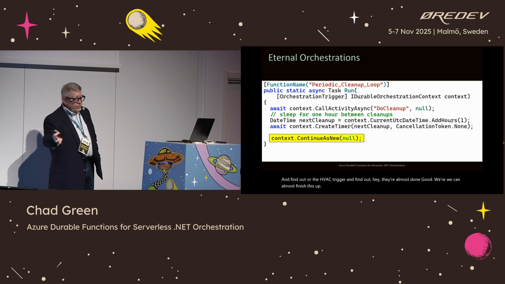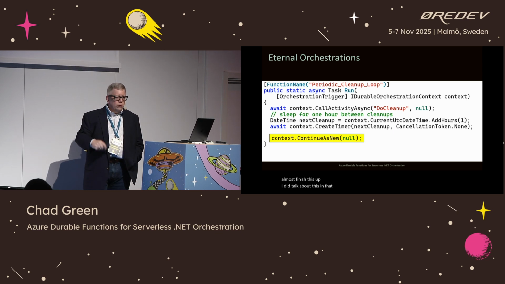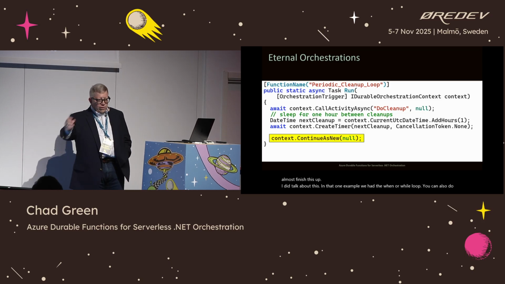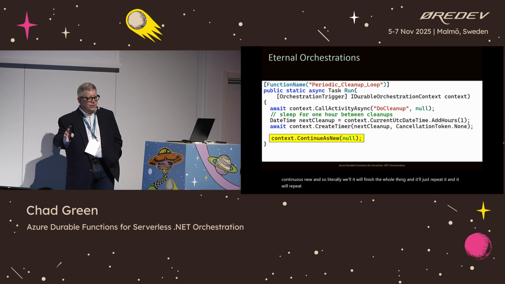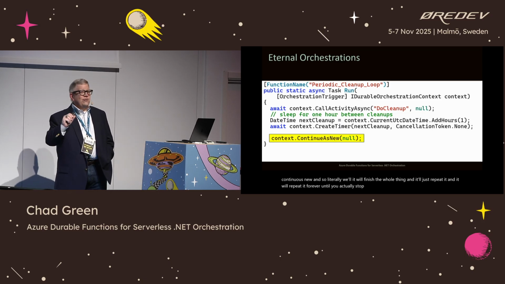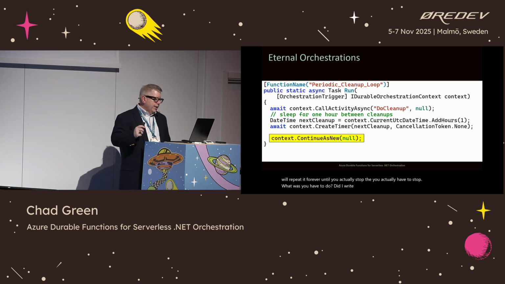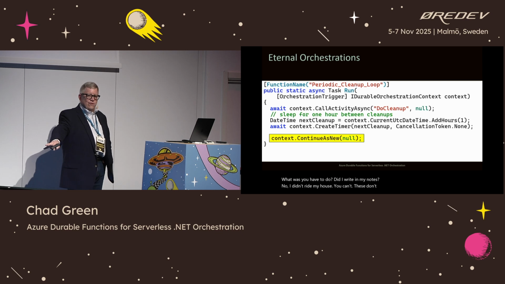All right, I did talk about this in that one example where we had the when or while loop. You can also do a continuous new, and literally it will finish the whole thing and just repeat it. It will repeat forever until you actually stop it. What do you have to do? Did I write in my notes? No, I didn't write in my notes. These don't just stop cleanly. That's the one thing you gotta be careful with.